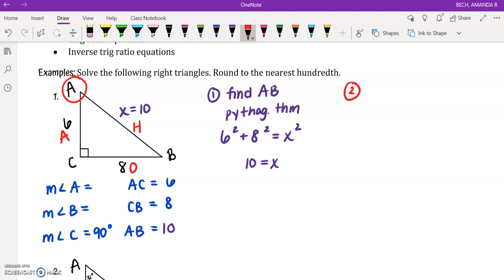With respect to the angle A, 8 is the opposite, 6 is the adjacent. That trig ratio is tangent. So the tangent of angle A is equal to 8 over 6. Looking for an angle, knowing the ratio, means we need to use inverse. So the inverse tangent of 8 over 6 is equal to the measure of angle A. Using the calculator, 53.13. We're going to round to the nearest hundredth.